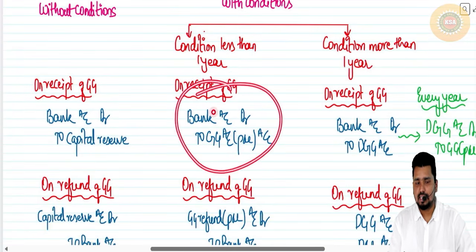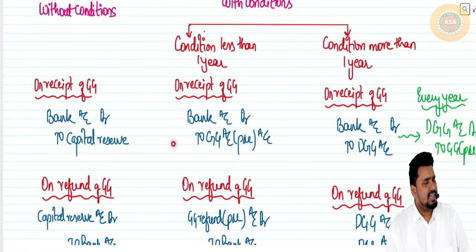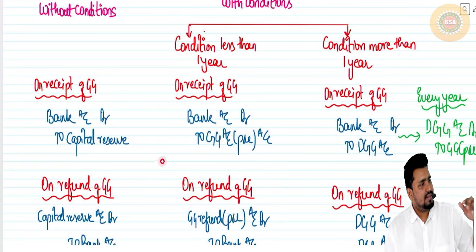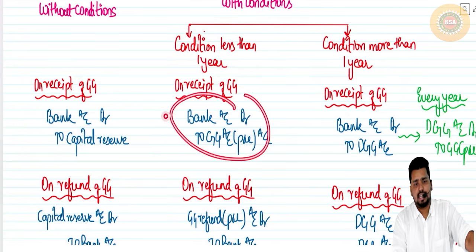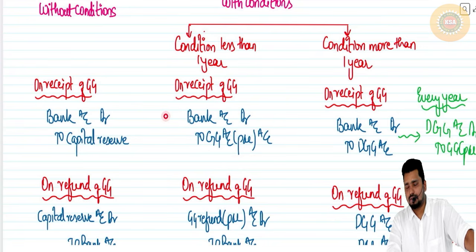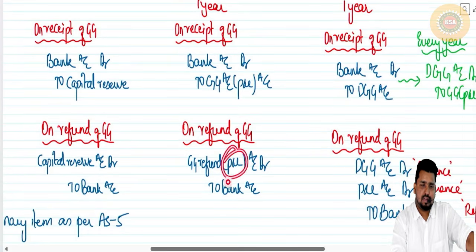On receipt, what is the journal entry? Bank to DGG is not required. Why is DGG not required? Because it is 1 year only. DGG should come into the picture when it is more than 1 year; deferring should happen that time only. Correct? So you would have written bank account debit to GG, that is P&L. If within 4 months after getting the grant you have violated the condition, then we have to refund. Then what is the journal entry? Same: P&L account debit to bank account.